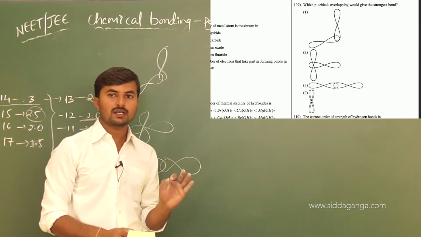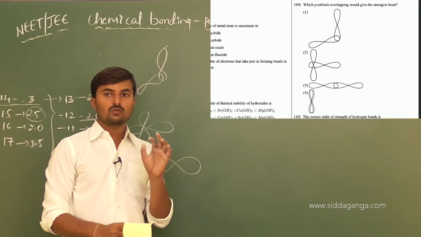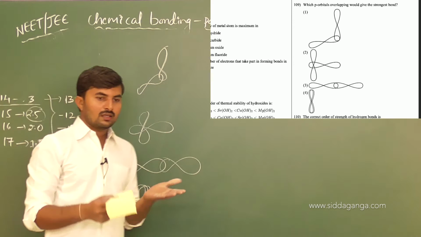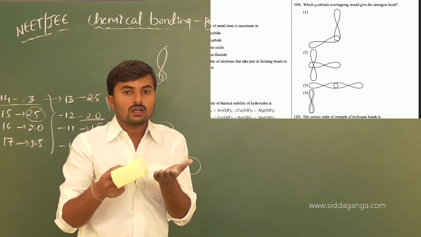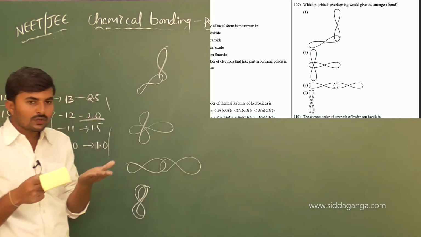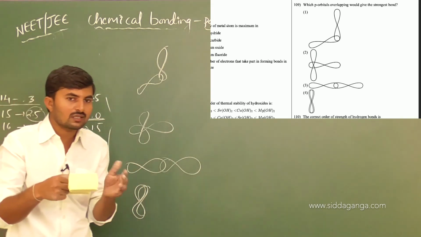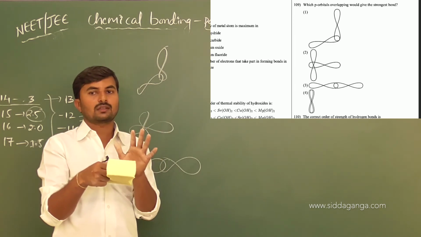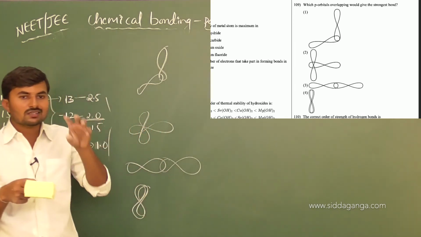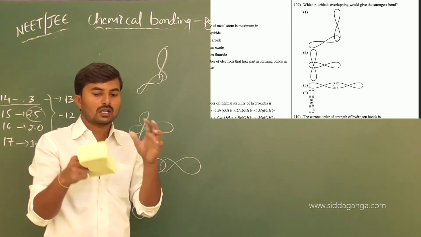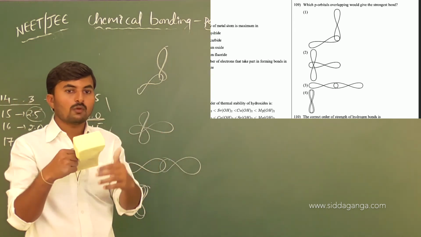Which p orbitals overlapping would give the strongest bond, they have asked. I have said that the strength of a bond depends upon the extent of overlapping. In whichever molecules proper orientation happens, the extent of overlapping is strong, and so the strength of the bond is strong. If you want to make a strong bond, what will be the nature of the orbitals that are involved in the bonding?